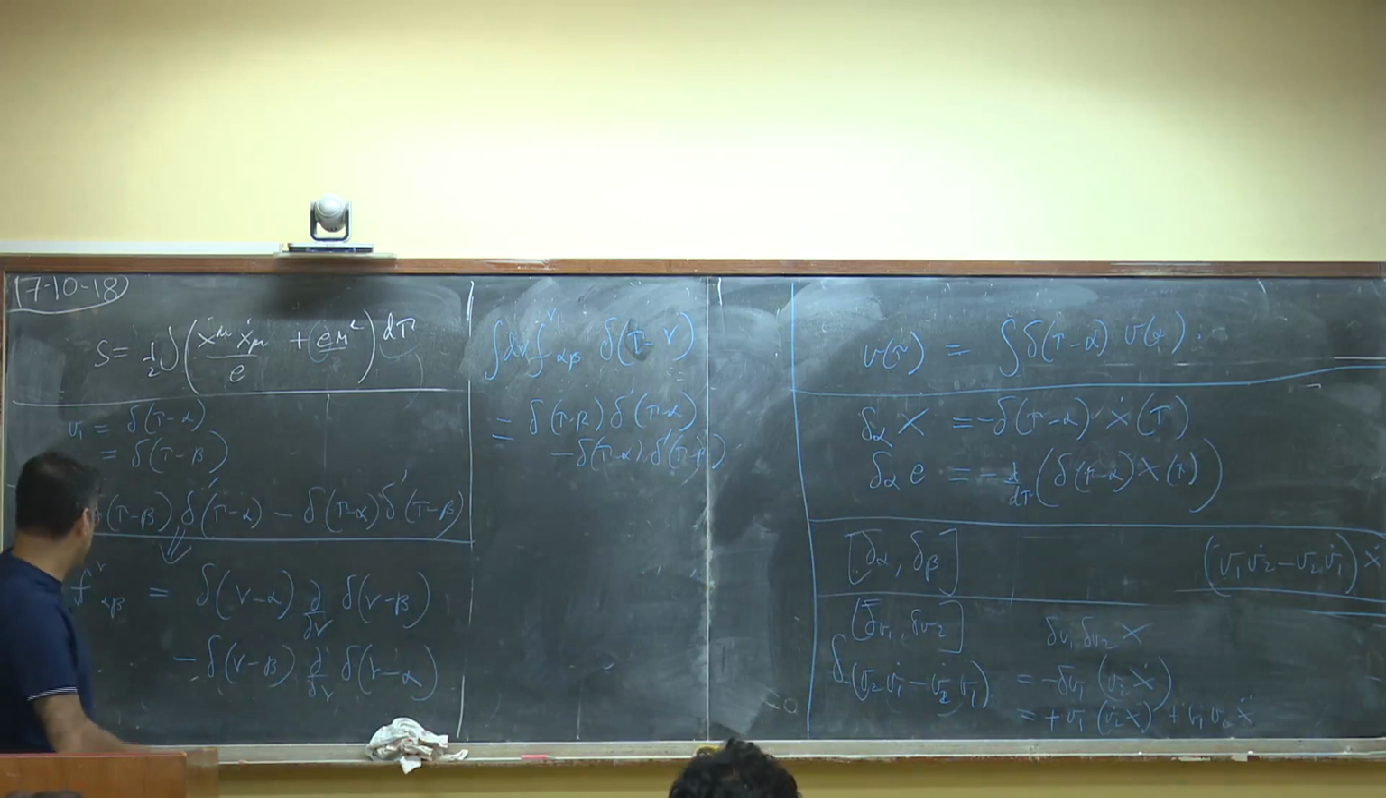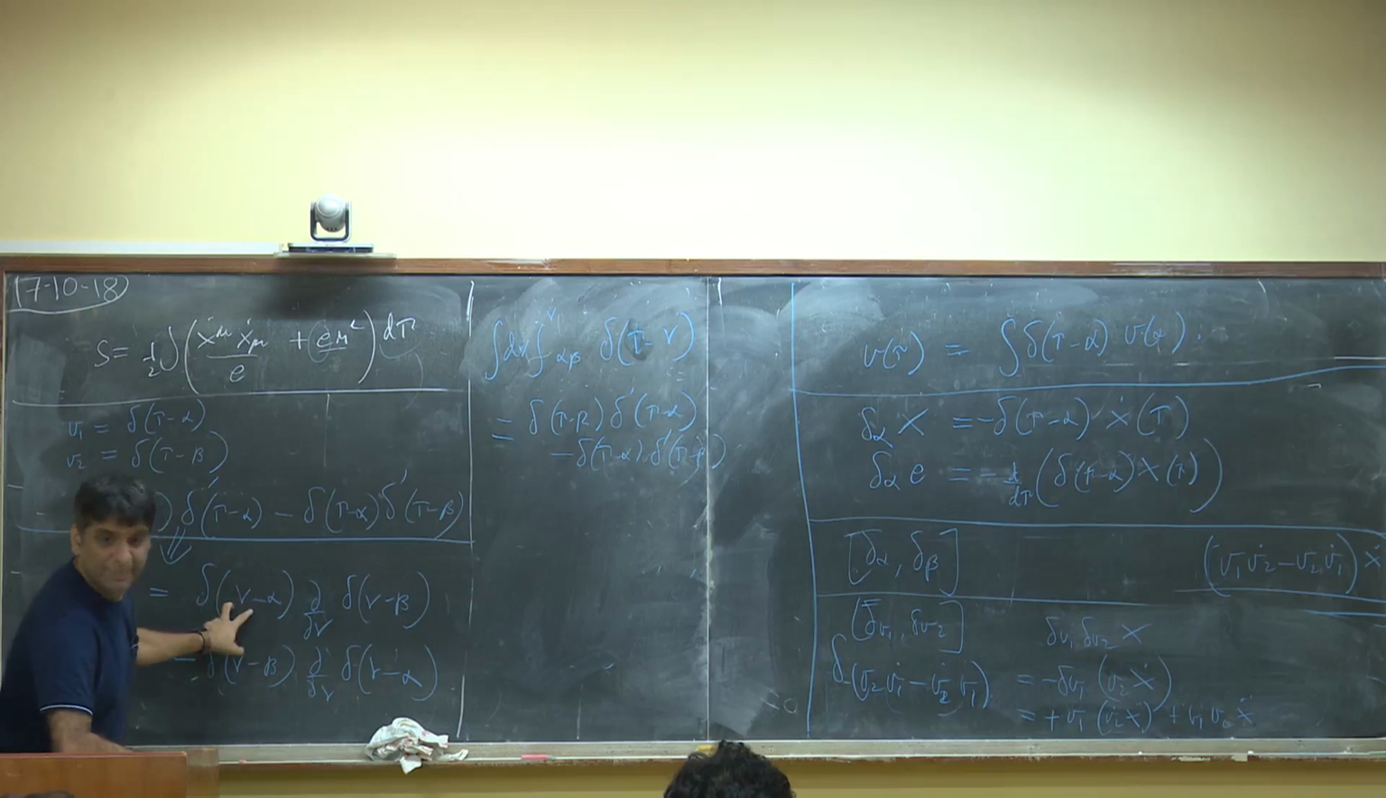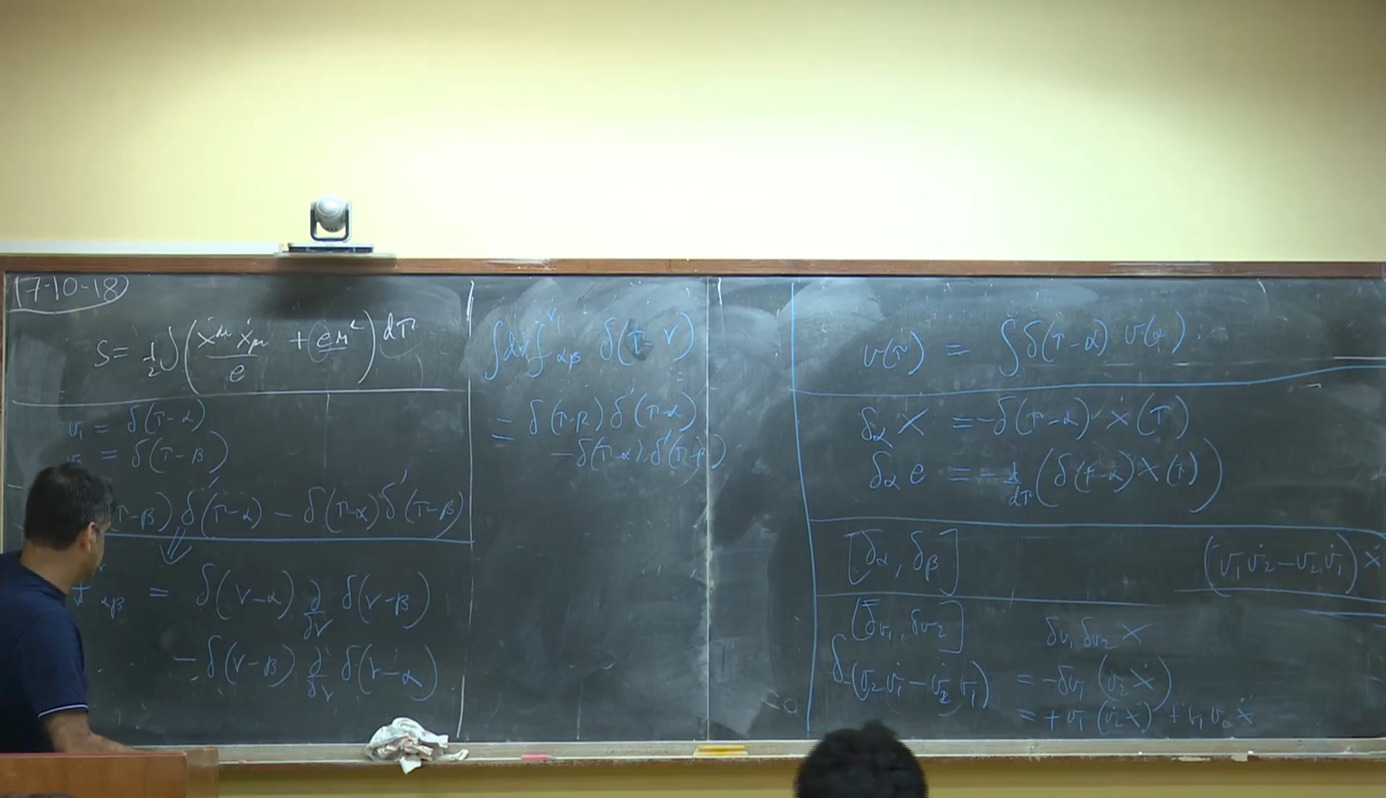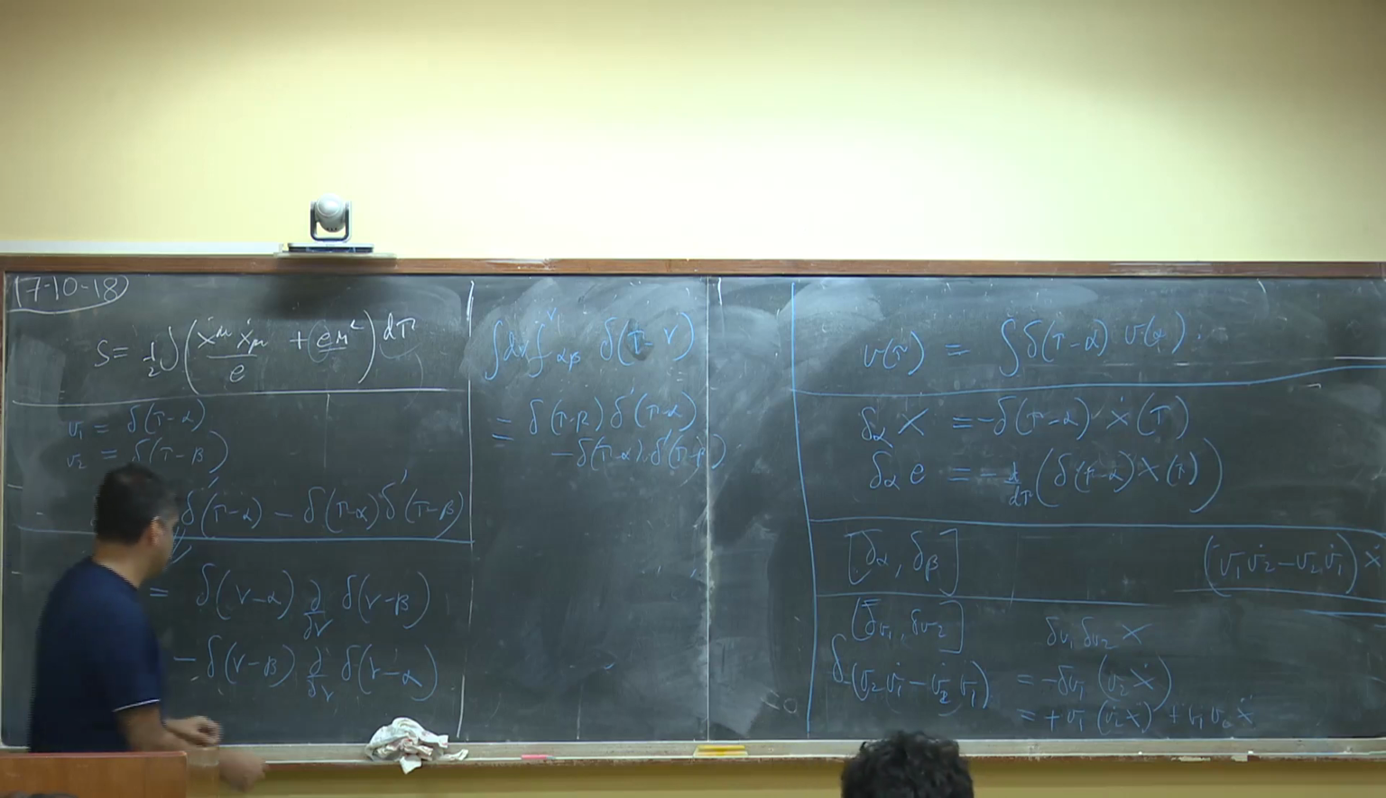Because we're integrating over gamma, we can use this delta function just to replace gamma by alpha. So we get d by d alpha. Well, that's right.